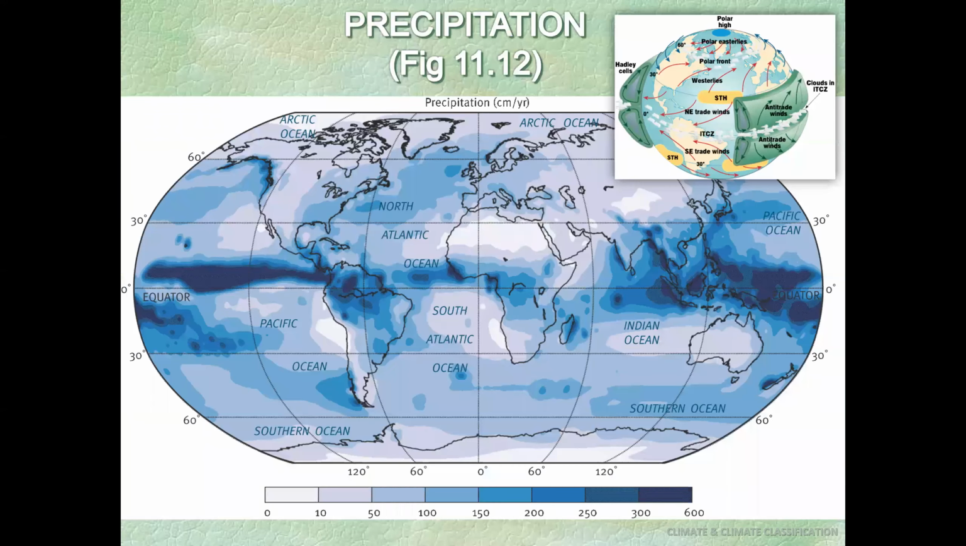The idea of precipitation and precipitation across the earth, and where you tend to find lots of it and where you tend to find very little of it.